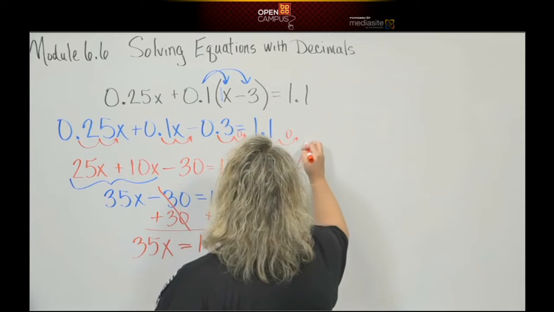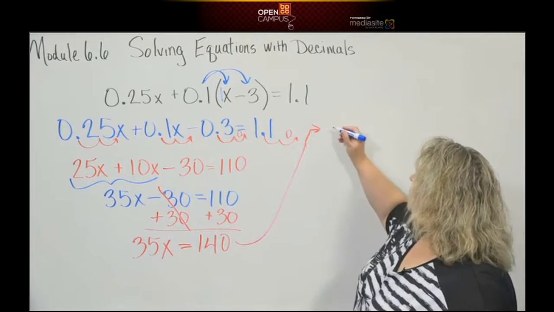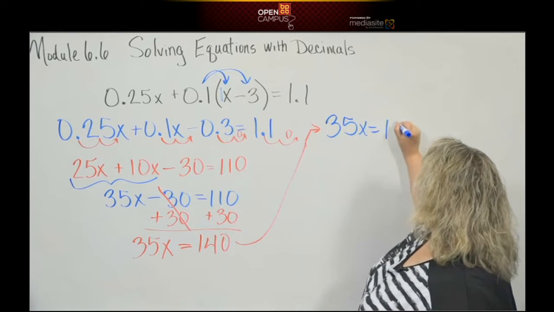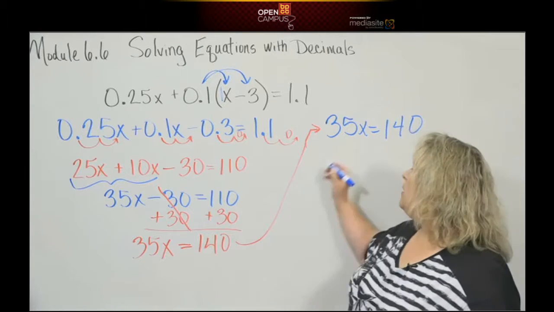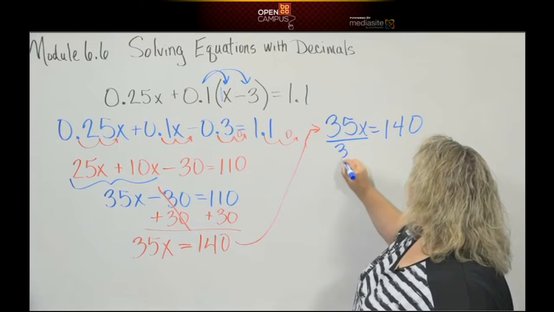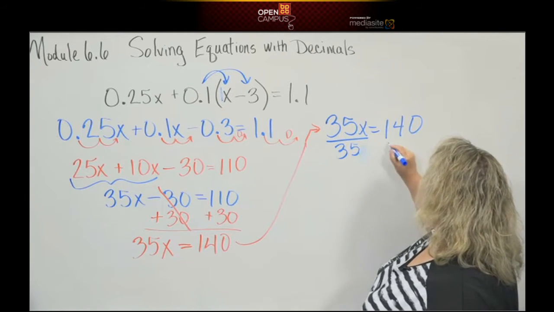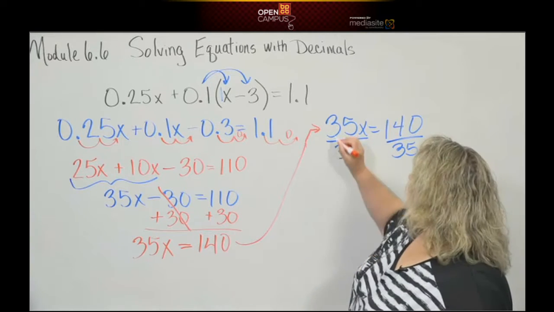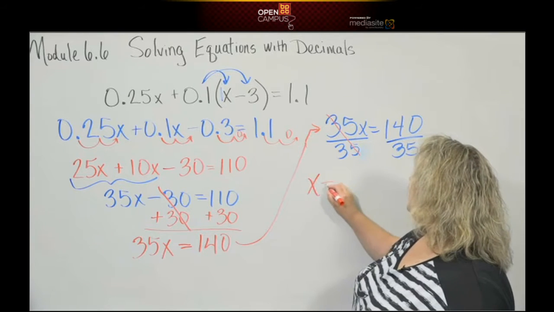All right, now I'm fixing to go up here to the top so you can see me finish the rest of the problem. 35x is equal to 140. Now I'm going to do the opposite here, which is division. Divide by 35. Whoops, not the x, 35. And when I do that, 35 divided by 35 is 1, so that would be 1x.